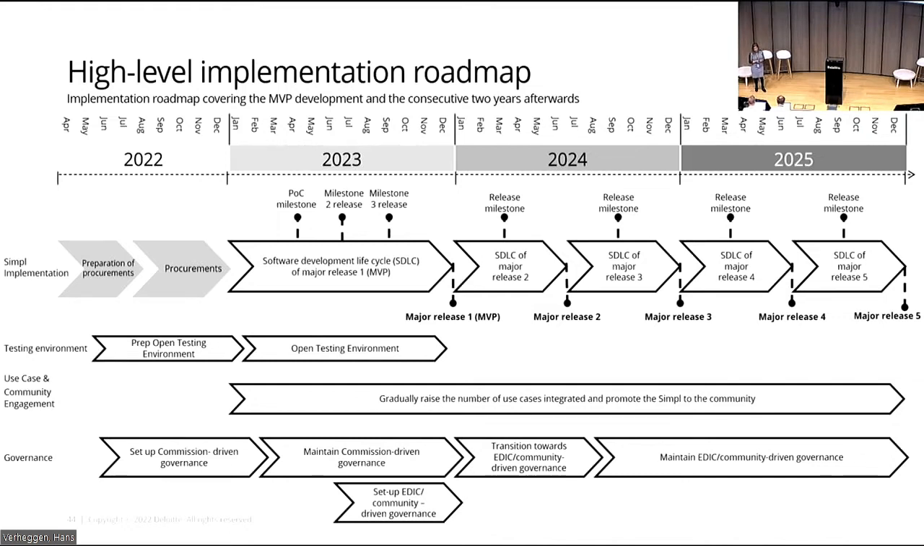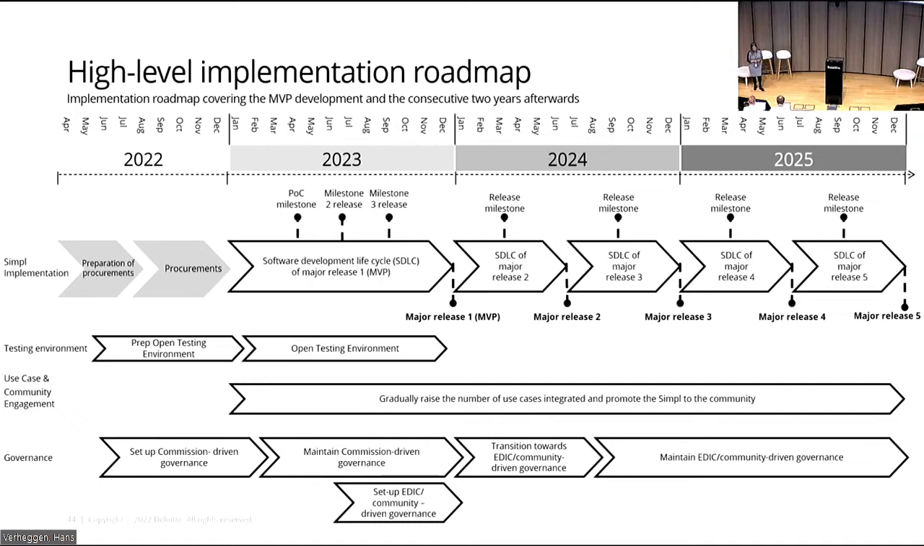But throughout 2023, we also planned a few milestones, as you can see. At first, a proof of concept, and then several smaller milestones to enable the monitoring of the progress and ensure that the development is on track. Then again, there will be further developments happening in 2024 and 2025. Then the testing environment, the next swim lane, shows that we are aiming to set up a test environment where all the community members and everyone is able to test the SIMPL itself and provide their feedback.